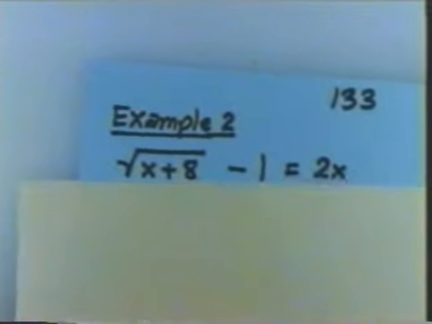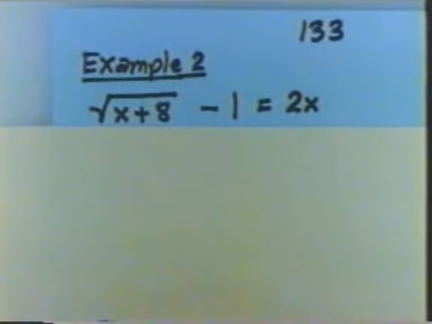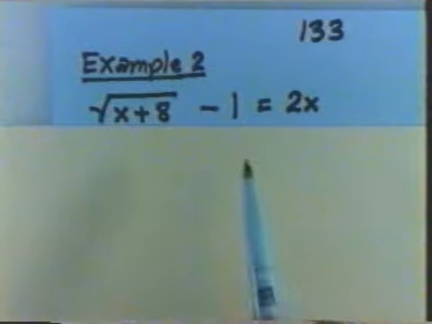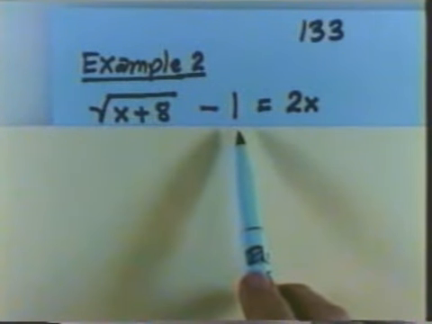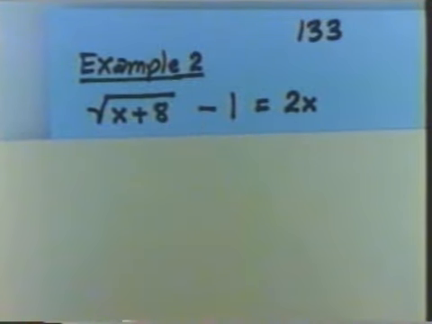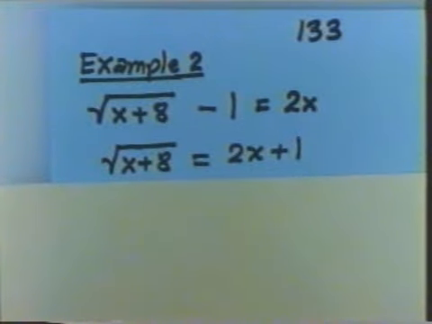Let's look at a second example. Example 2 has a square root. The square root of x plus 8 subtract 1 equals 2x. We must first isolate the radical on one side of the equation. The radical is the square root of x plus 8. That means we must get rid of this 1 being subtracted. If we add 1 to both sides, that gives the square root of x plus 8 equals 2x add 1.